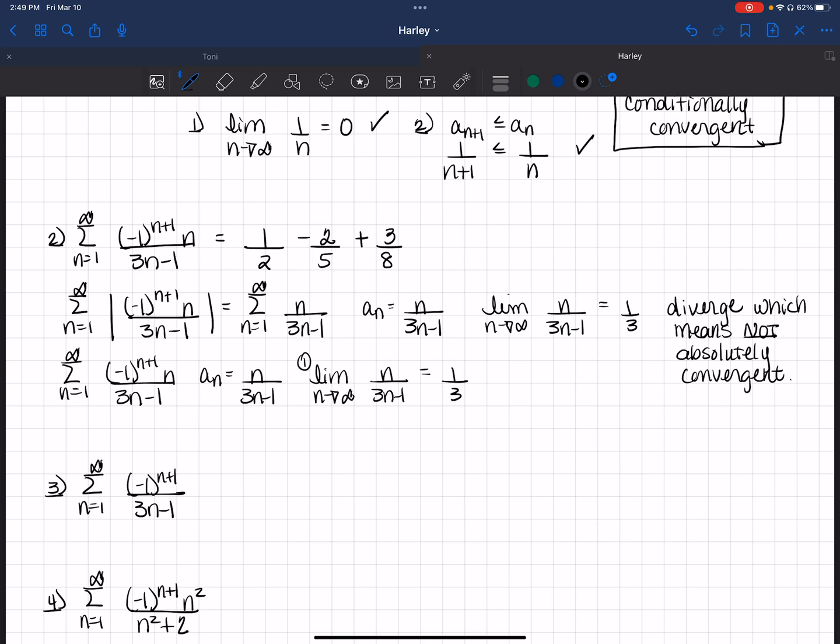It doesn't equal 0, so it diverges, which means that series altogether is divergent, okay? Because when we tested the absolute value, it was divergent. When we tested the series itself, it was divergent. So that means it is neither absolutely nor conditionally convergent, which means the whole series is divergent.